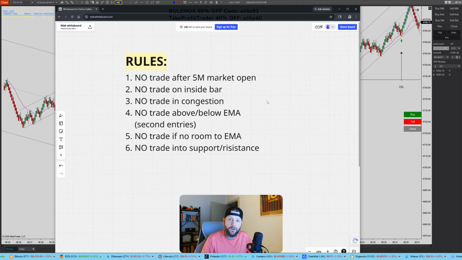Okay, three overlapping bars, no trade. I don't care what the context is. It does not matter. I don't trade in a congestion. I'm done. Okay, number 4, no trade above or below the EMA.